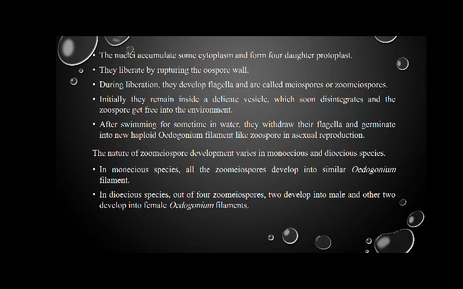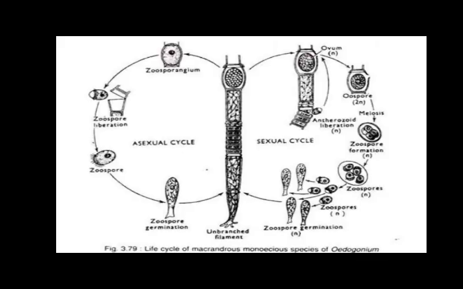After swimming, they withdraw their flagella and germinate into a new haploid Oedogonium filament, with its hyaline portion attaching to the substratum and forming a holdfast, and the rest forming the vegetative filament. Okay. So, this is the life cycle of Oedogonium.